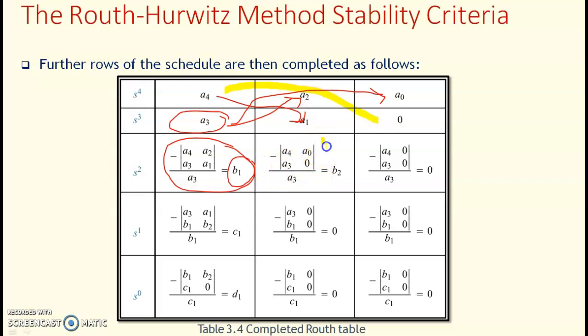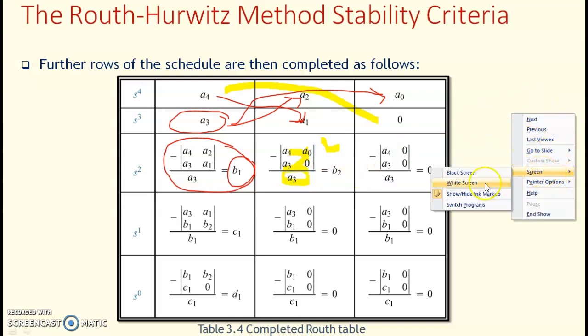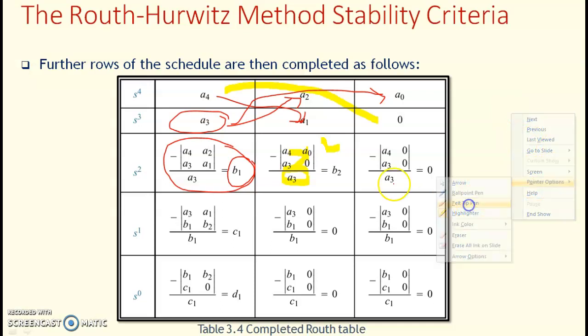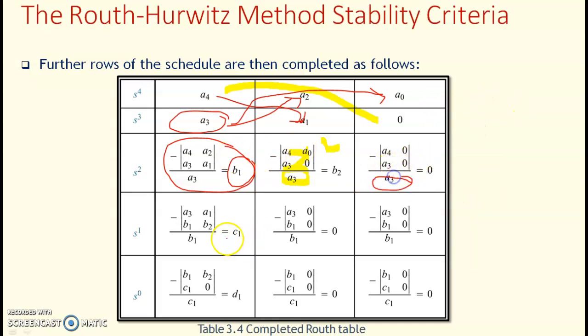That will be done in the next step: A3 into A0 minus A4 into 0, divided by A3 only. That coefficient is called B2. Similarly, you write A3 into 0 divided by 0, so we get the second coefficient, and then the last coefficient.